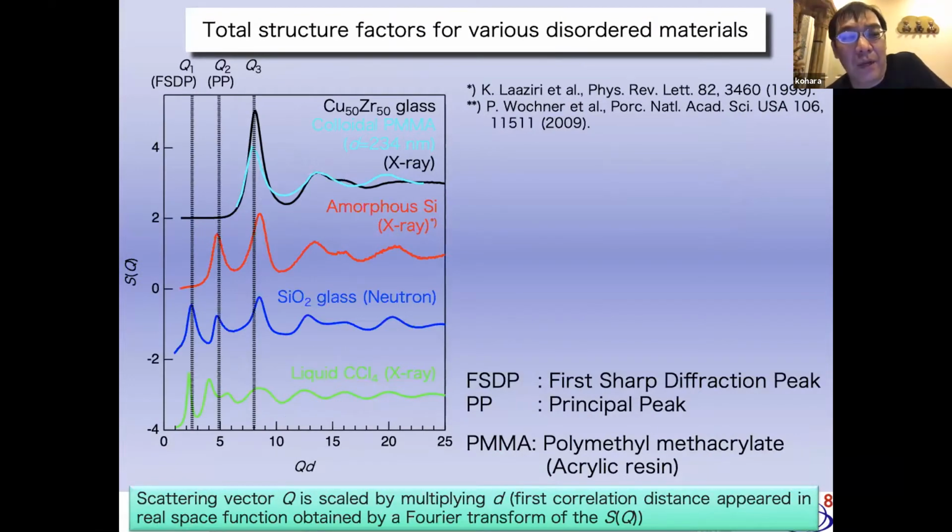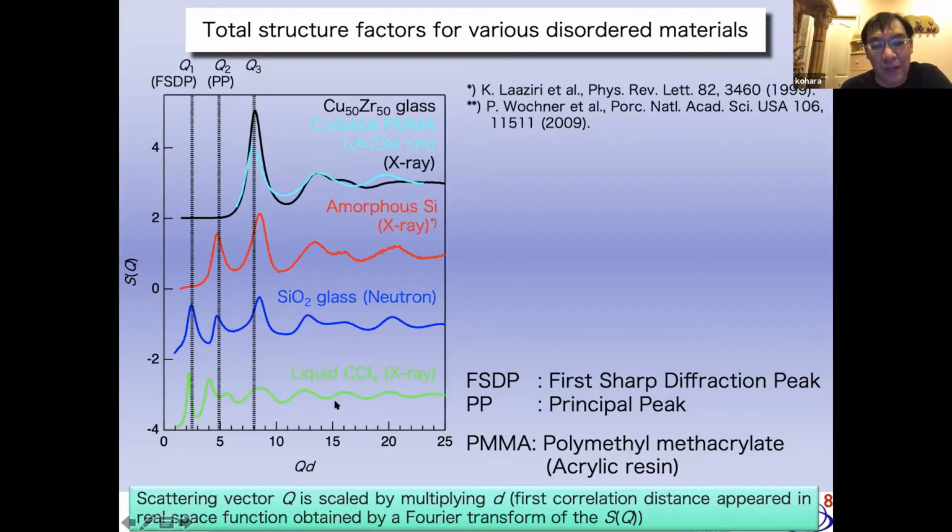Okay, so I would like to compare diffraction data for various disordered materials. This is a very important comparison, at least for me. This is metallic glass, copper zirconium glass. I think the structure of metallic glass is rather similar to antimony tellurium alloys in phase change materials. It is a very densely packed structure, so we cannot observe the FSDP nor the principal peak. But in amorphous silicon, we can observe the principal peak, but no first sharp diffraction peak.